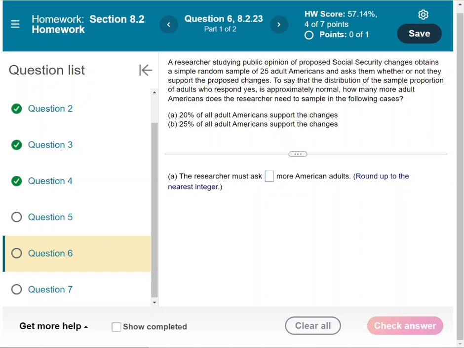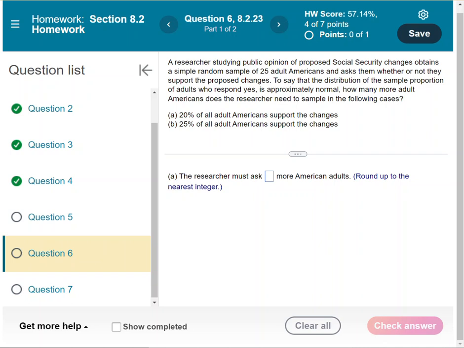All right, in this video I'll be going over problem number 6 from the 8.2 homework. It says a researcher studying public opinion of proposed Social Security changes obtains a simple random sample of 25 adult Americans, so here N is 25, and asks them whether or not they support the proposed changes to Social Security. To say that the distribution of the sample proportion of adults who responded yes is approximately normal, how many more adult Americans does the researcher need to sample in the following cases?